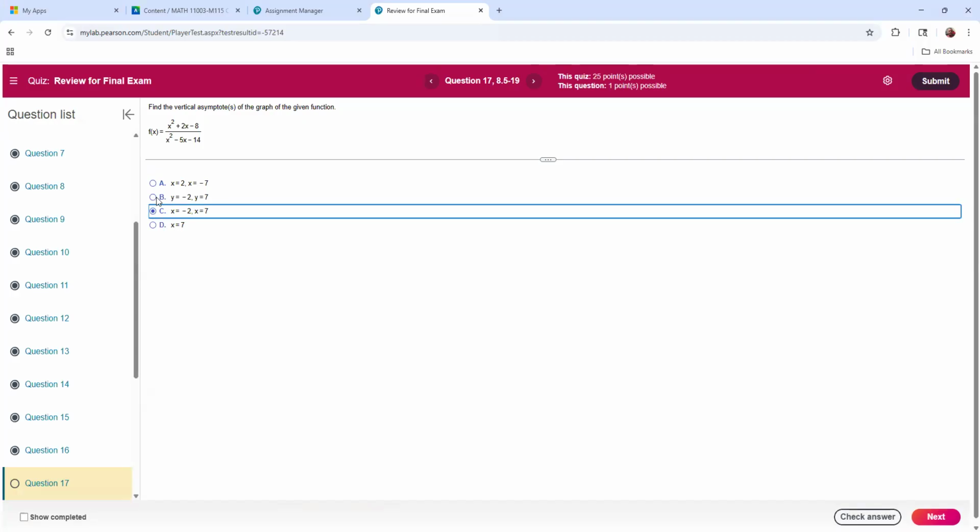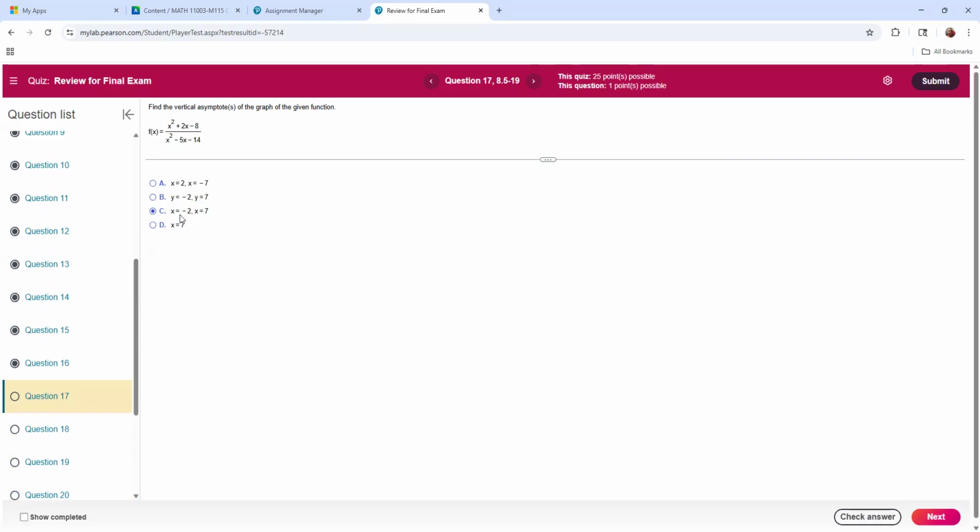But y'all, B has the right numbers, but it's got the wrong variable. The y variable went with the horizontal asymptotes, not the vertical. So be very careful there that you pick the one with the x's. I always have people missing that. They go too quick and they pick the one with the y value sometimes.